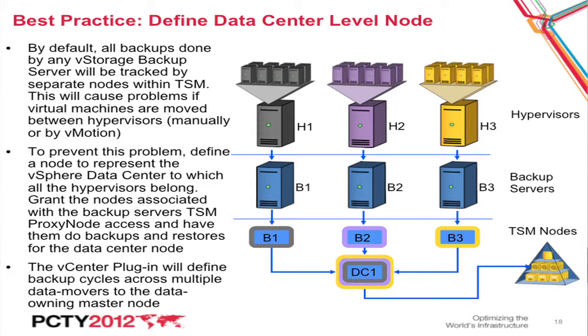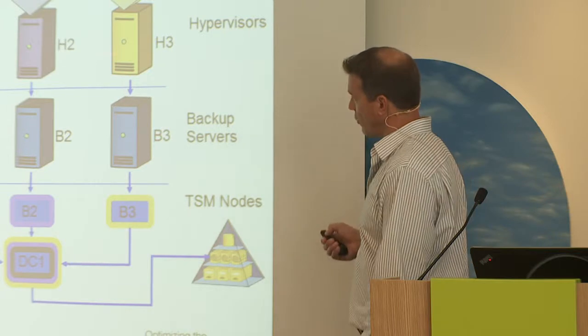Typically you'll have a TSM server. This is a proxy backup server acting, if it's a small ESX, it'll probably do all the VMs on that ESX server. As I said, you could have multiple TSM clients here backing up different VMs on that system if there's a lot of them. But basically you have one or more TSM clients acting on behalf of a set of virtual machines. Now, you have that multiplied across all your other ESX servers.